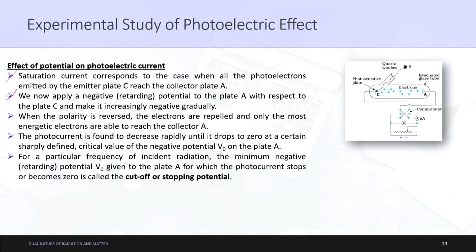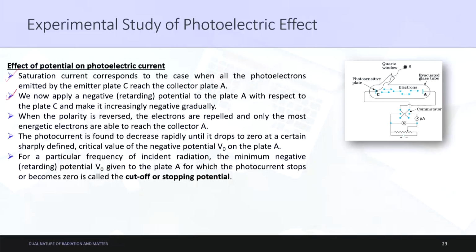Okay. Now, when the polarity is reversed, the electrons are repelled and only the most energetic electrons are able to reach the collector A. Because now the attractive forces won't come into play, the energy of the electron itself comes into the picture. If it has a very high energy, then it overcomes the repulsive force and moves on to the collector. But if it does not have sufficient energy to move from point A to point B, then it is repelled near the metal surface only. That is what is explained here.